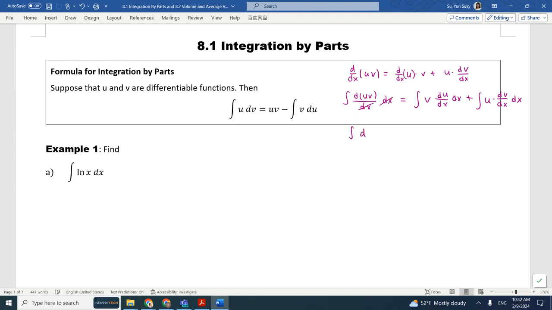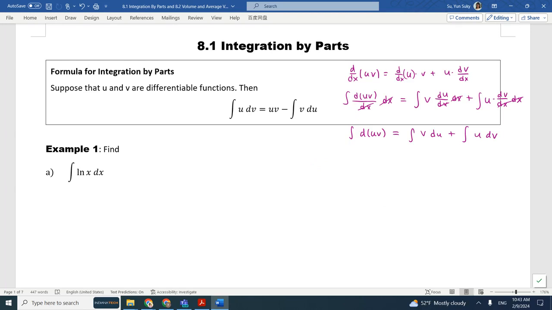Here we have integral d(uv). And then here dx cancels. We have integral v du plus, dx cancels, we have integral u dv.